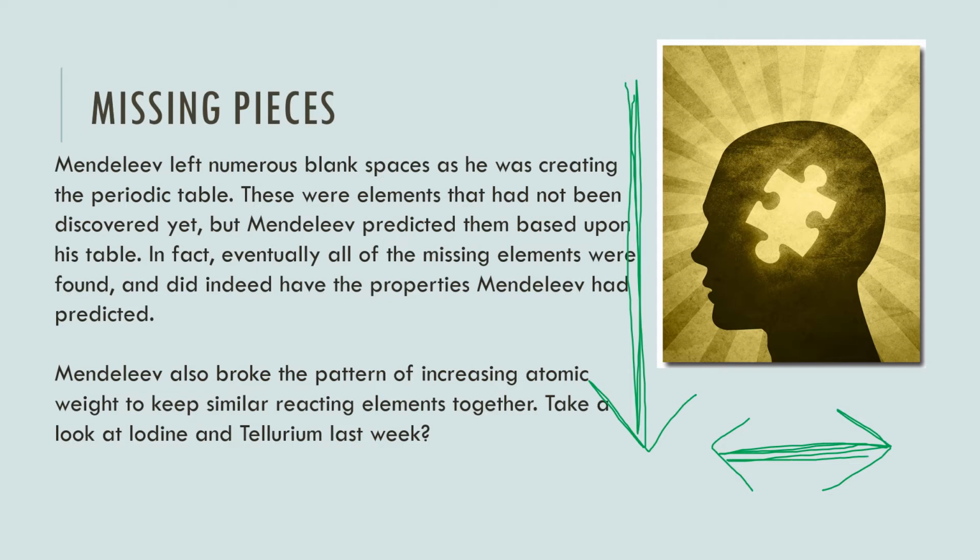And if you look at the periodic table at iodine and tellurium, you'll notice that iodine has a mass of 126.9 and tellurium has an atomic mass of 127.6. But on Mendeleev's periodic table, he switched them so that tellurium, Te, came before iodine. So even though iodine was heavier, he put it after tellurium on his periodic table. And he did this because he preferred to have elements that had similar properties right next to each other than having his pattern of increasing atomic mass from top to bottom.